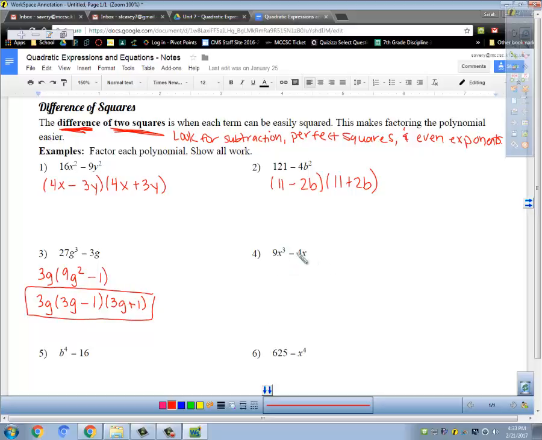Okay, number 4, I can factor out an x. So I'm left with 9x squared minus 4. And then I'm going to bring down the x, take the square root of 9, which is 3, divide your x by 2, minus square root of 4 is 2, and then rewrite it with a plus sign.